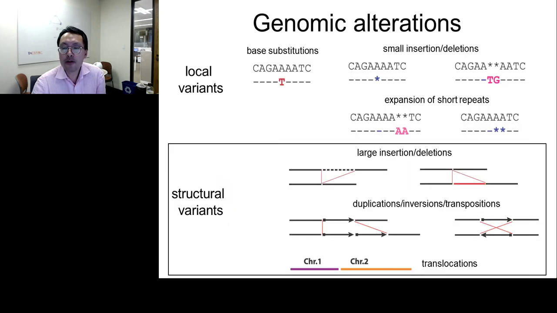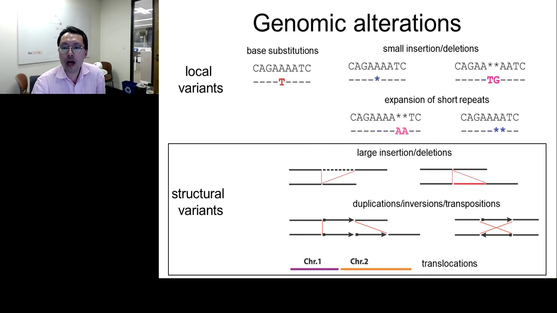It is helpful to make some distinctions about different types of genomic alterations that can arise. One of them I call local variants, which include both simple base substitutions, as shown here as an A to T change, as well as insertion deletions of one or multiple nucleotides. In contrast to local variants, another group of variants are known as structural alterations or structural variants.